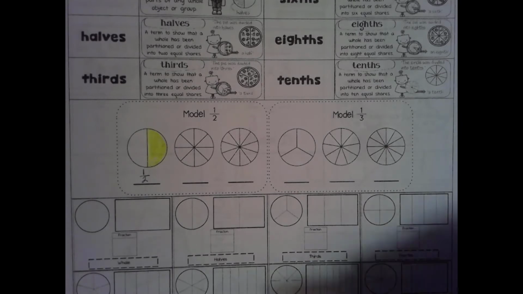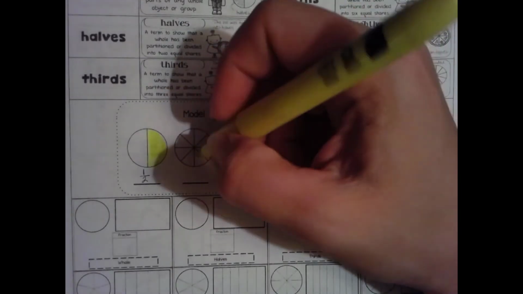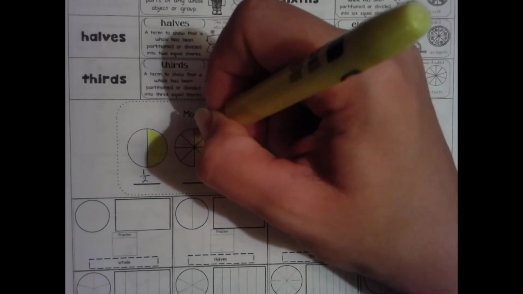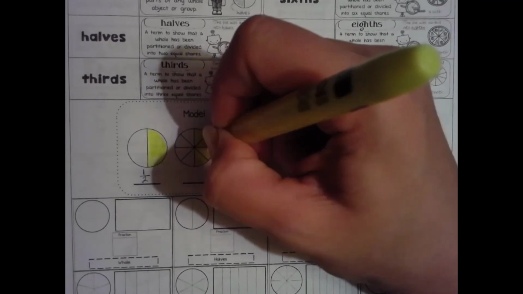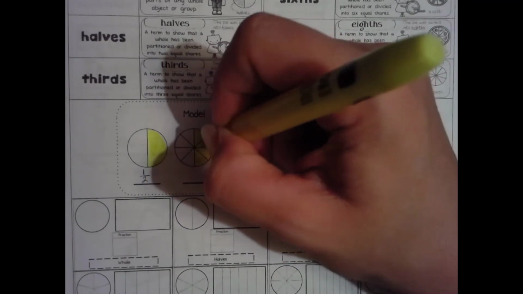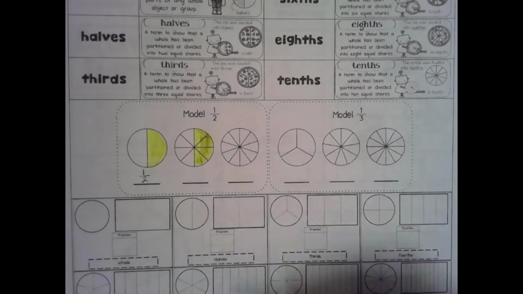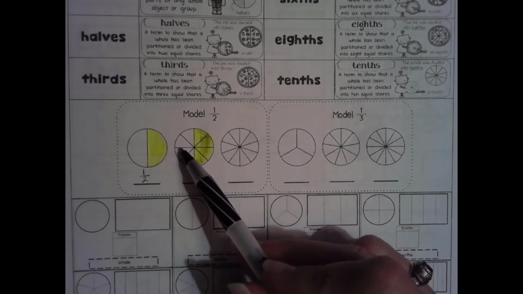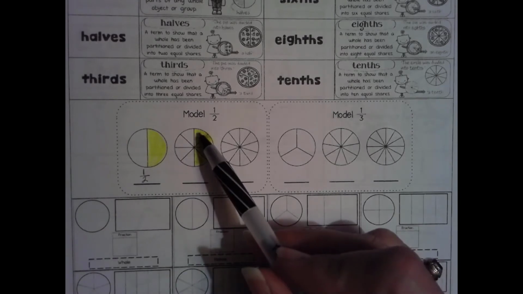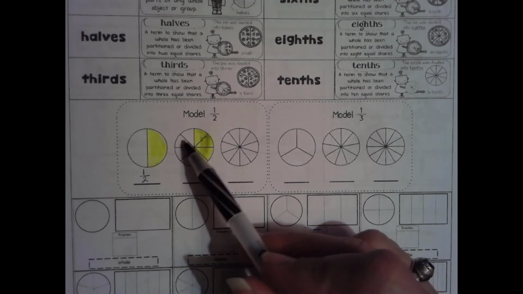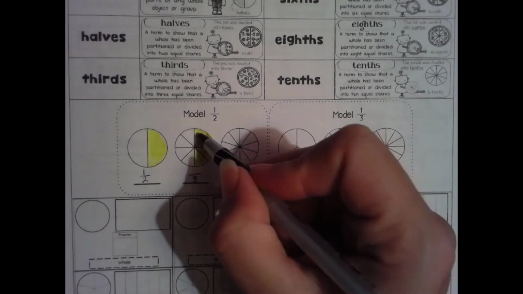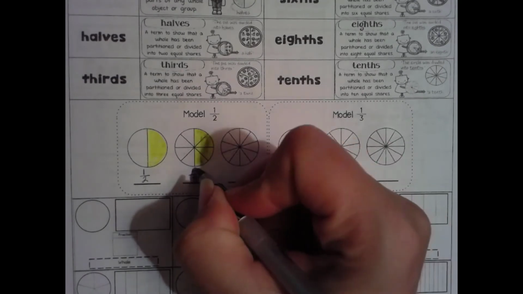But I could also shade in that same amount on this one. Exactly the same part that I shaded in my first circle. Shade in this one. But this time, it's cut into more pieces. I have a total of 1, 2, 3, 4, 5, 6, 7, 8 pieces. And I have 1, 2, 3, 4 shaded in.